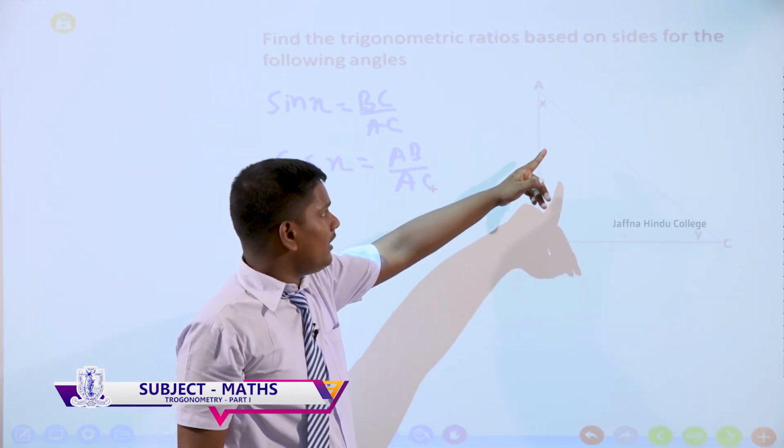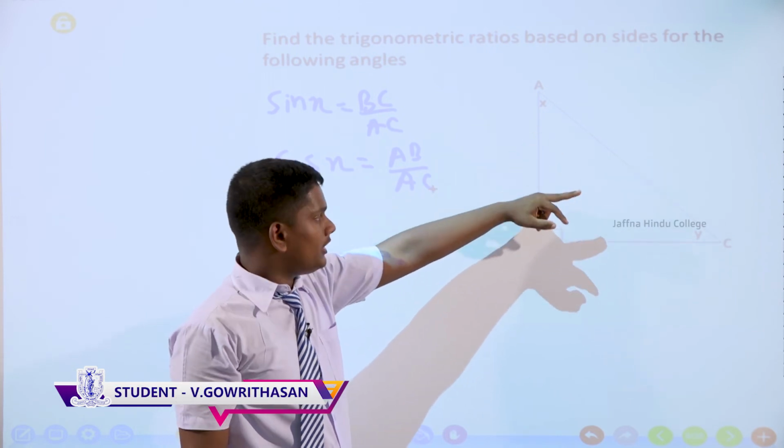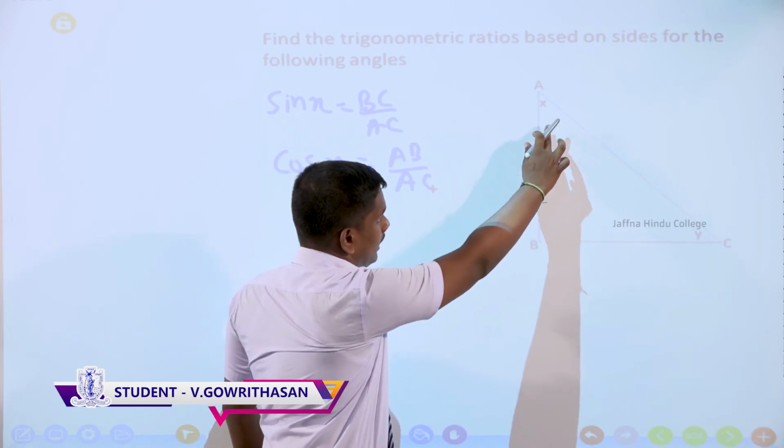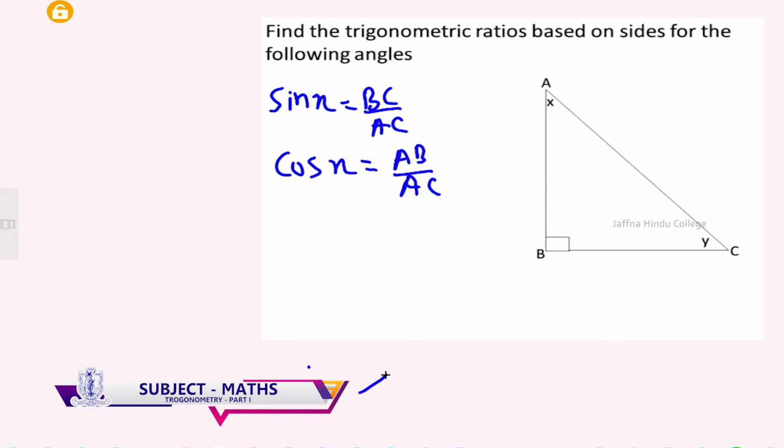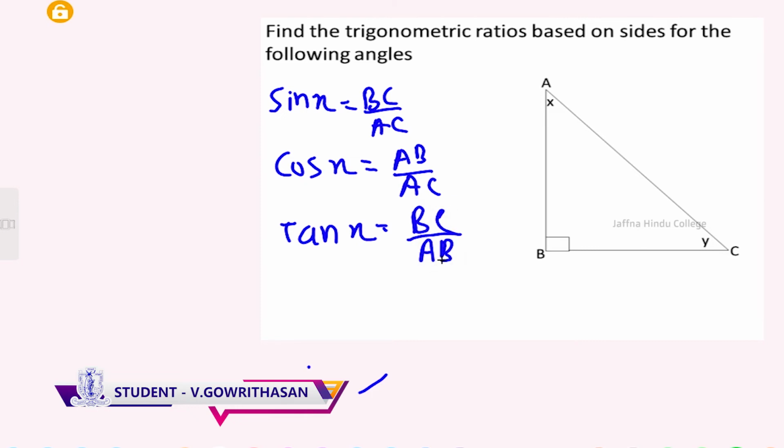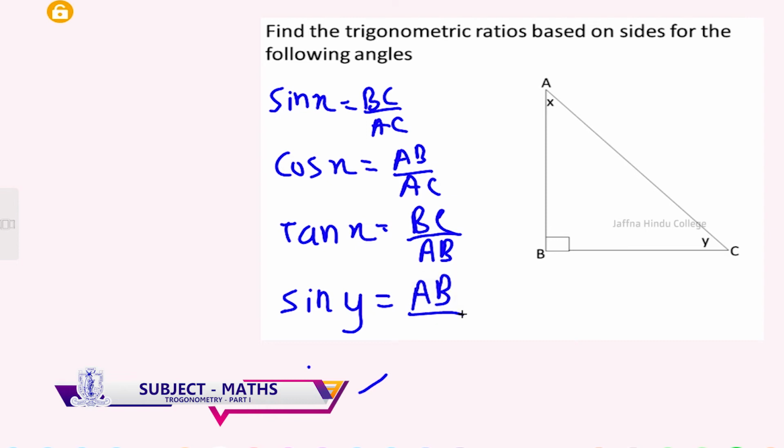Let's find the tan value of x. Tan means opposite side by adjacent side. Opposite side of this angle x is BC and the adjacent side is AB. Therefore, tan x equals BC by AB. Now write the trigonometric function for the angle y. So sin y is equal to opposite side of the angle y, AB, and the hypotenuse is AC.